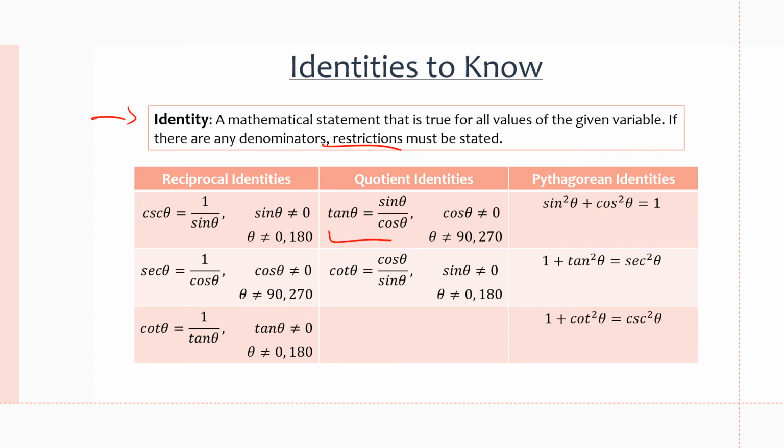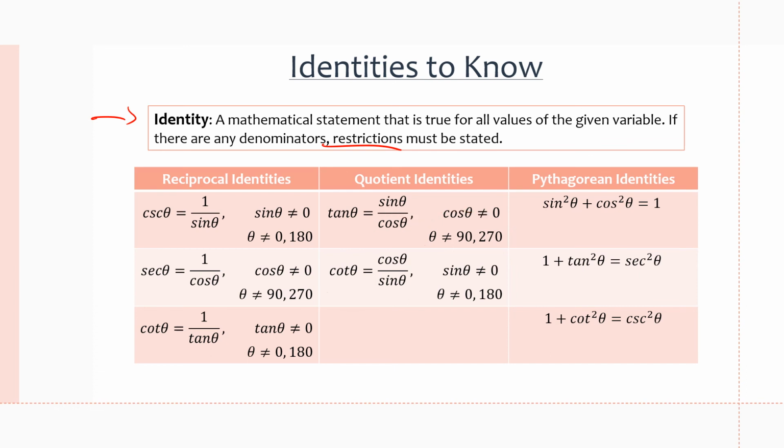First one, tan of theta equals sine of theta over cos of theta. That's an identity we want to remember, and we'll actually prove this identity in the next couple of slides. And here we have cosine of theta in the denominator, so again, we can't have cosine of theta equaling 0, so the restrictions on theta will be 90 and 270.